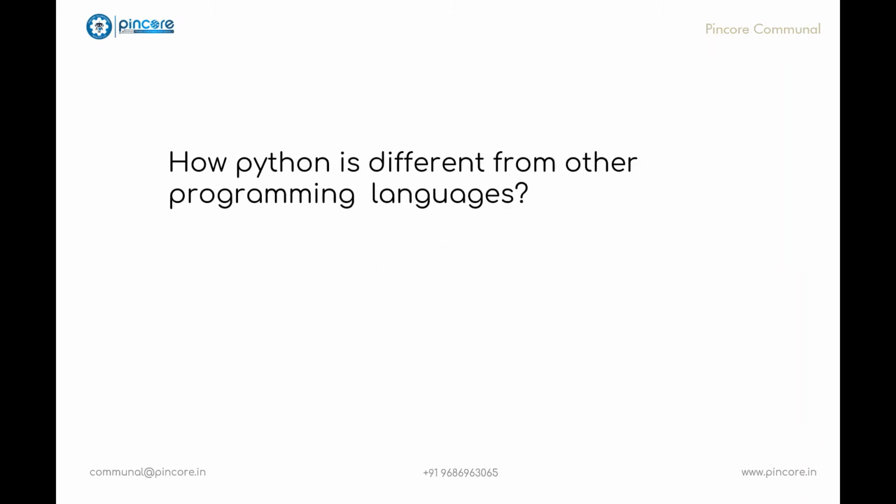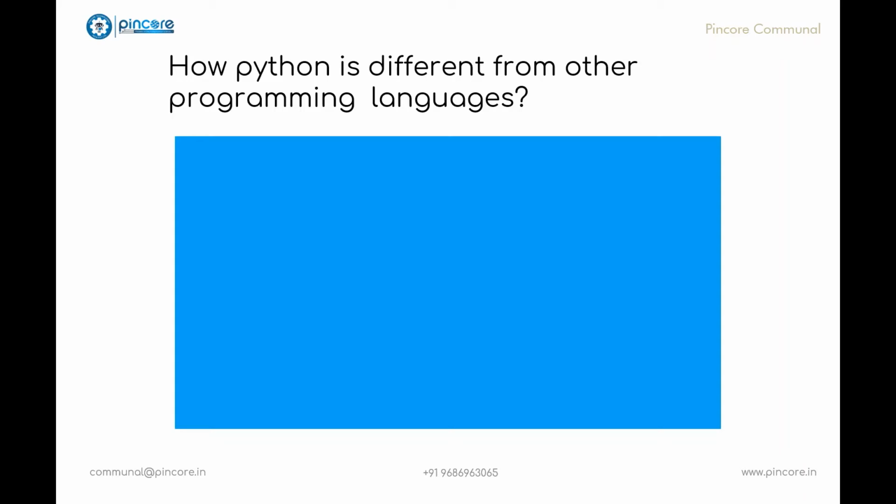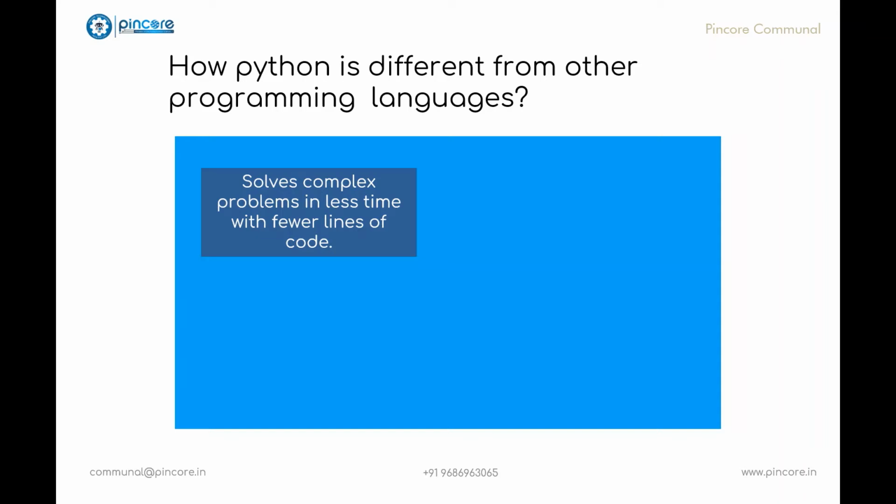Now we will see how Python is different from other programming languages. We can solve complex problems in less time with fewer lines of code with simple yet powerful syntax. As said before, it is a high-level language, so we don't have to worry about complex tasks such as memory management, and more attention can be paid towards the logic of the code.